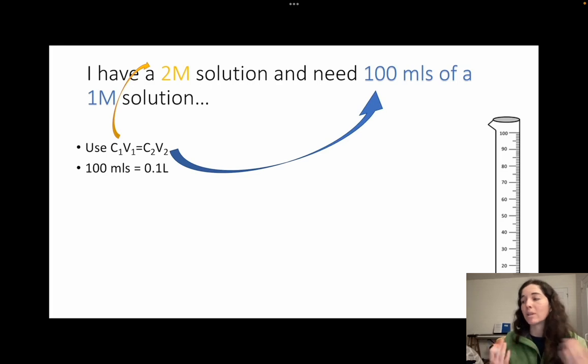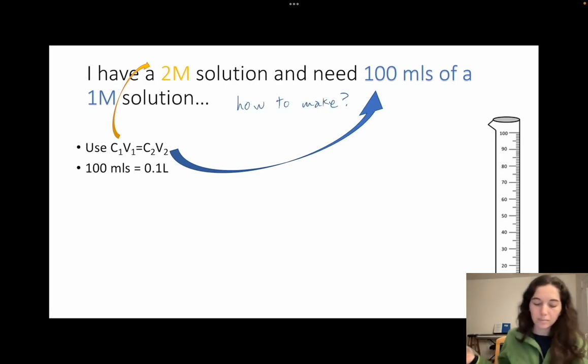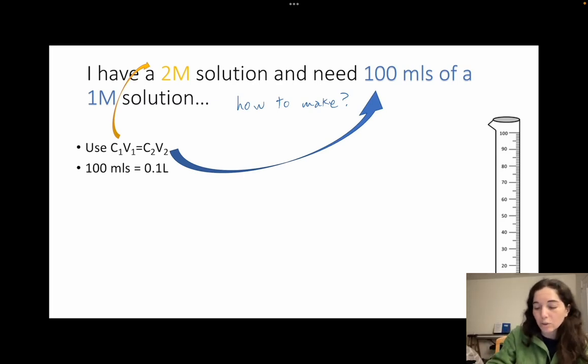So a lot of times when I'm in the lab working, I've got a certain concentration, I need to make something for the students to use, and I have to know this is how much I need, and I got to go make that. So the question is, how do we make this? We can use C1V1 equals C2V2 to figure this out. The stock is always the more concentrated.